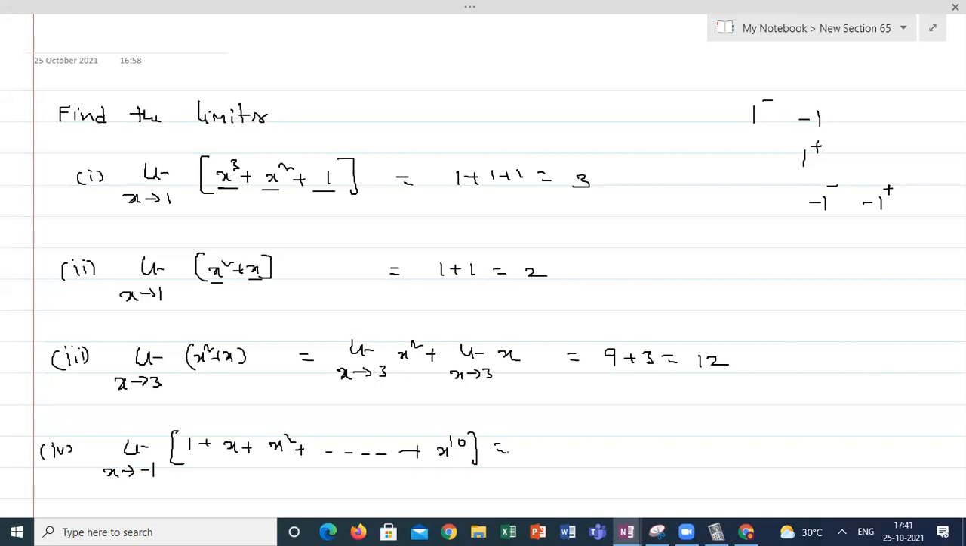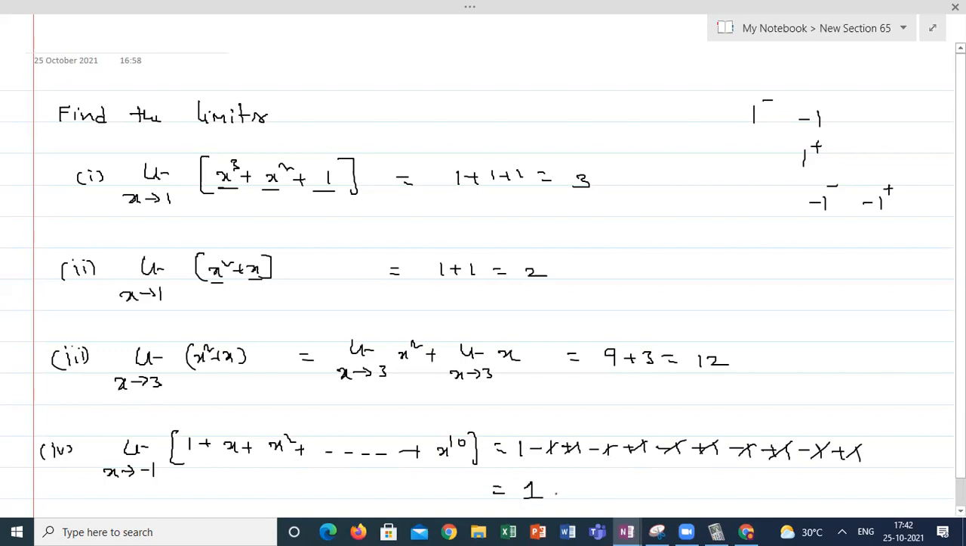One, sir. Yes, 1 is the answer. For x it is minus 1, x square is plus 1, x cube is minus 1, power 4 is plus 1, power 5 is minus 1, power 6 is plus 1, power 7 is minus 1, power 8 is plus 1, power 9 is minus 1, power 10 is plus 1. So finally the answer is 1. Shall I go for one more question? Yes, sir.